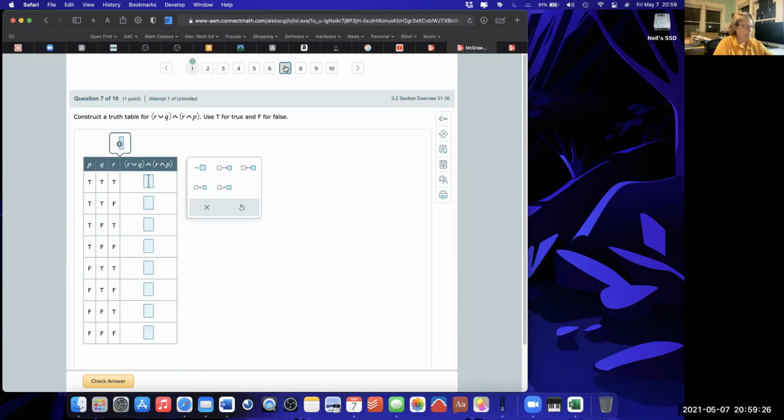I'm going to write this down and we're going to do it on paper so that I can share my screen again, because I really don't like the interface, but I did want you to see what it is. So we're going to have 8 rows. We're going to have P, Q, R, and then what are we working toward? We want R or Q and R or P. All right, I'm going to stop this share and start the other share so you can see my paper.